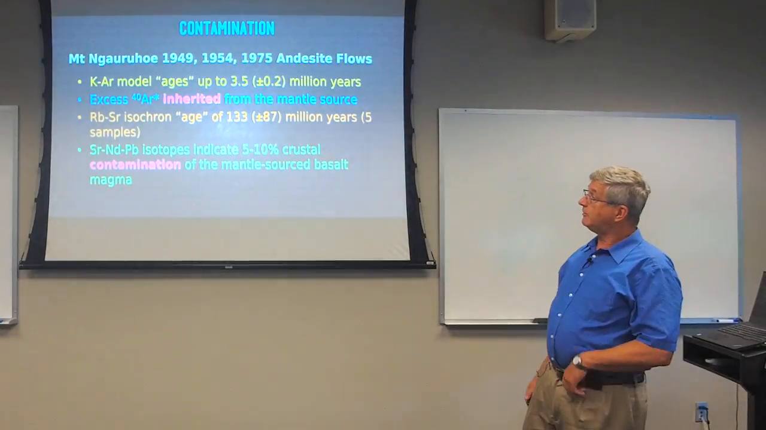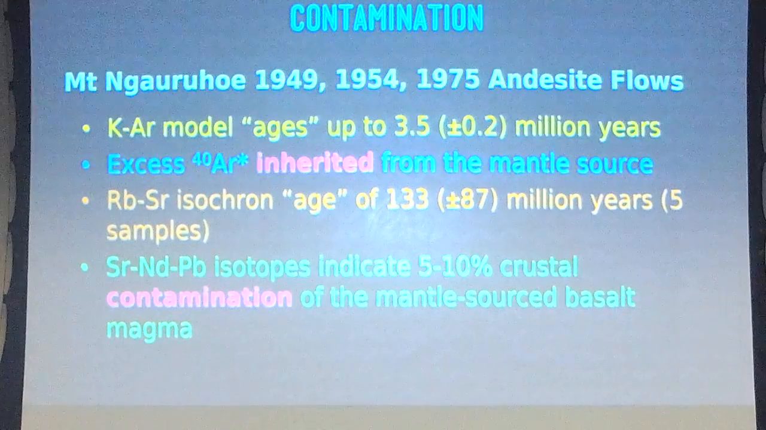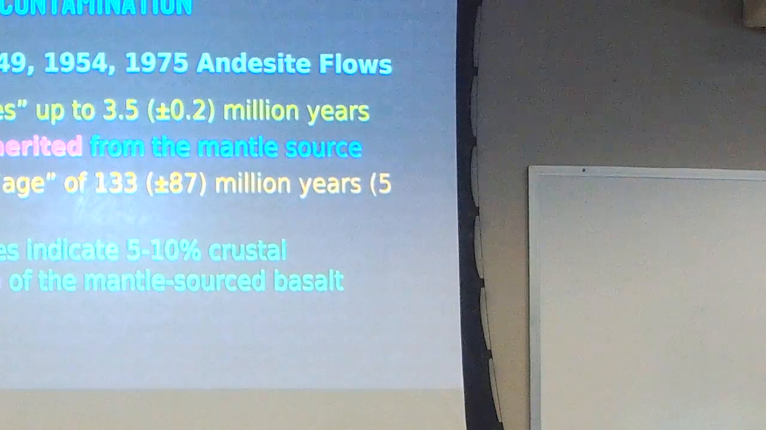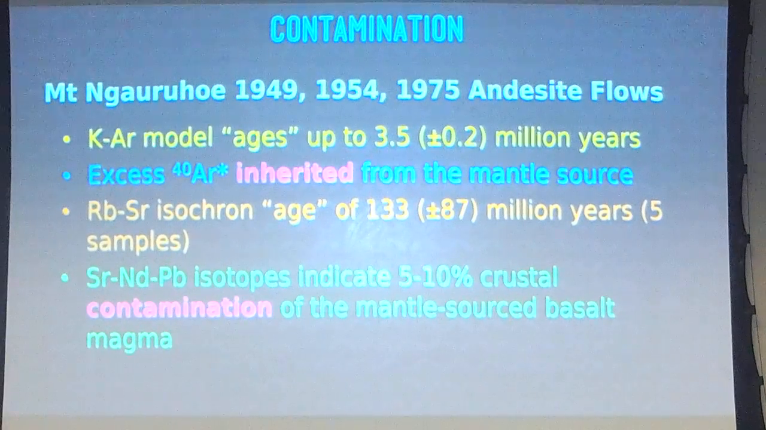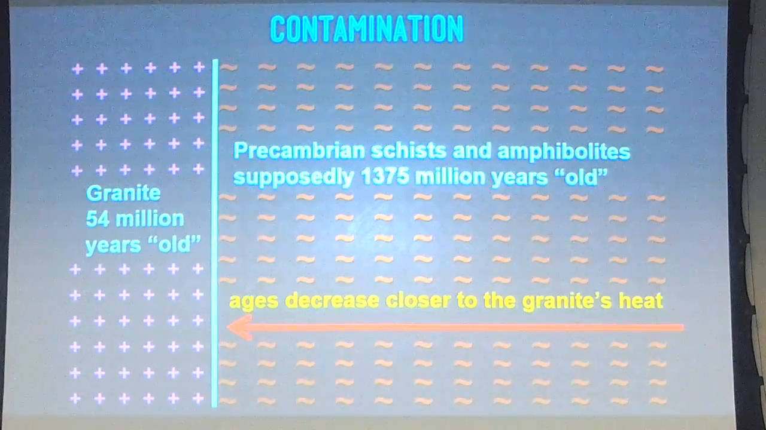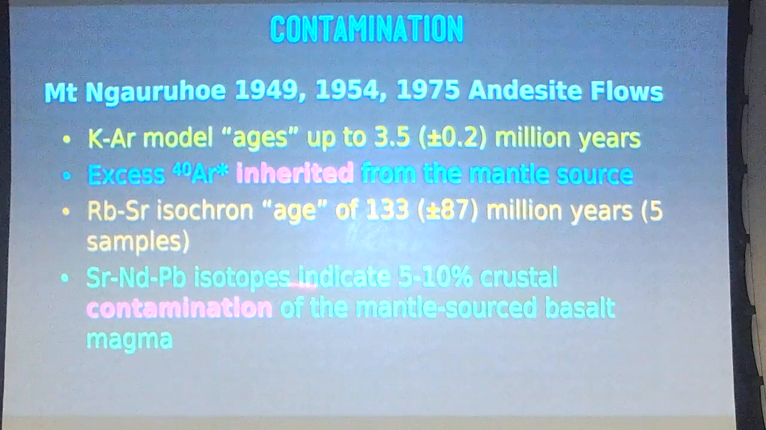For lava flows that date from 1949, 1954 and 1975, I got potassium-argon model ages up to 3.5 million years, obviously due to inheritance of argon-40. We get a rubidium-strontium isochron age of 133 million years, although notice that there was a large error margin there. And this is due to contamination.